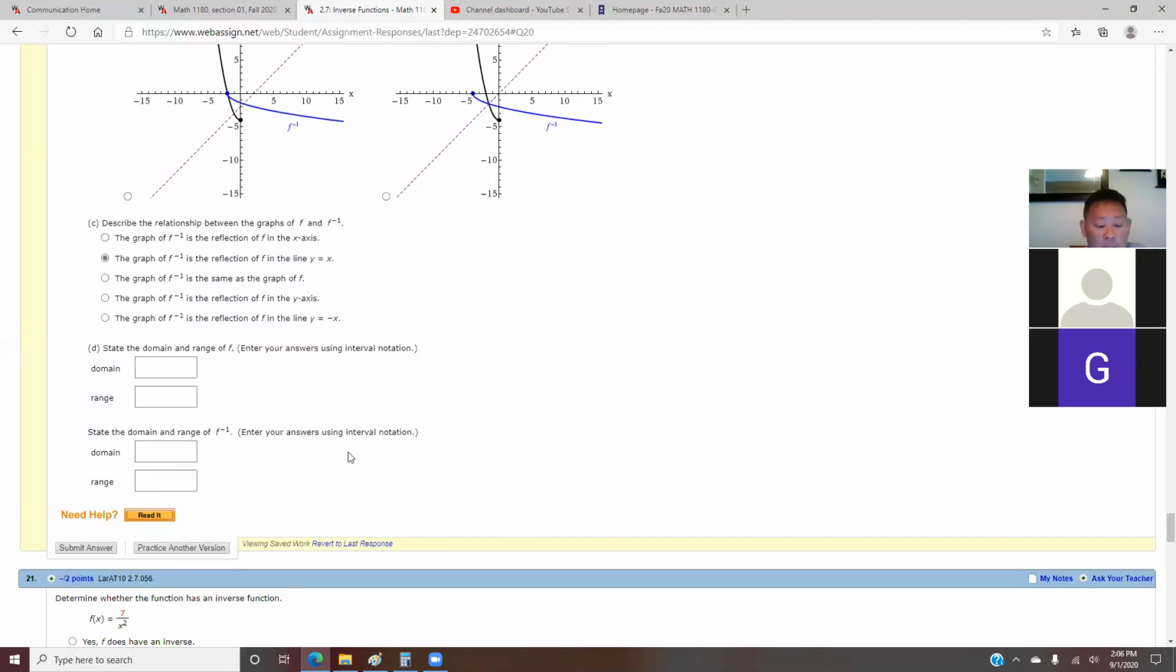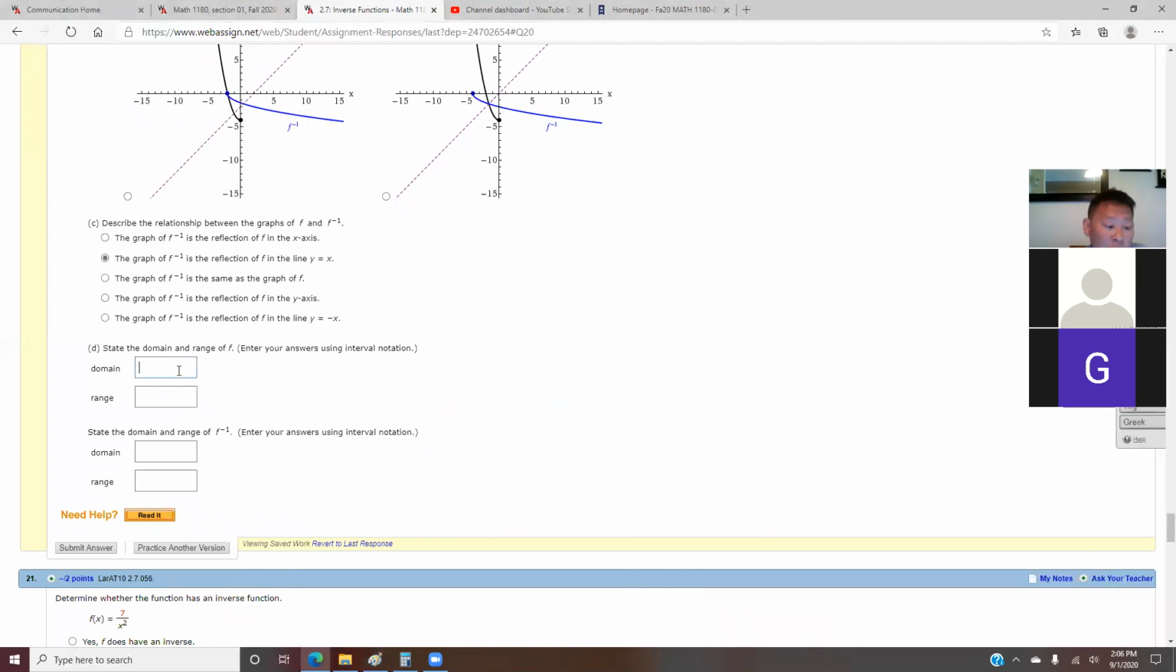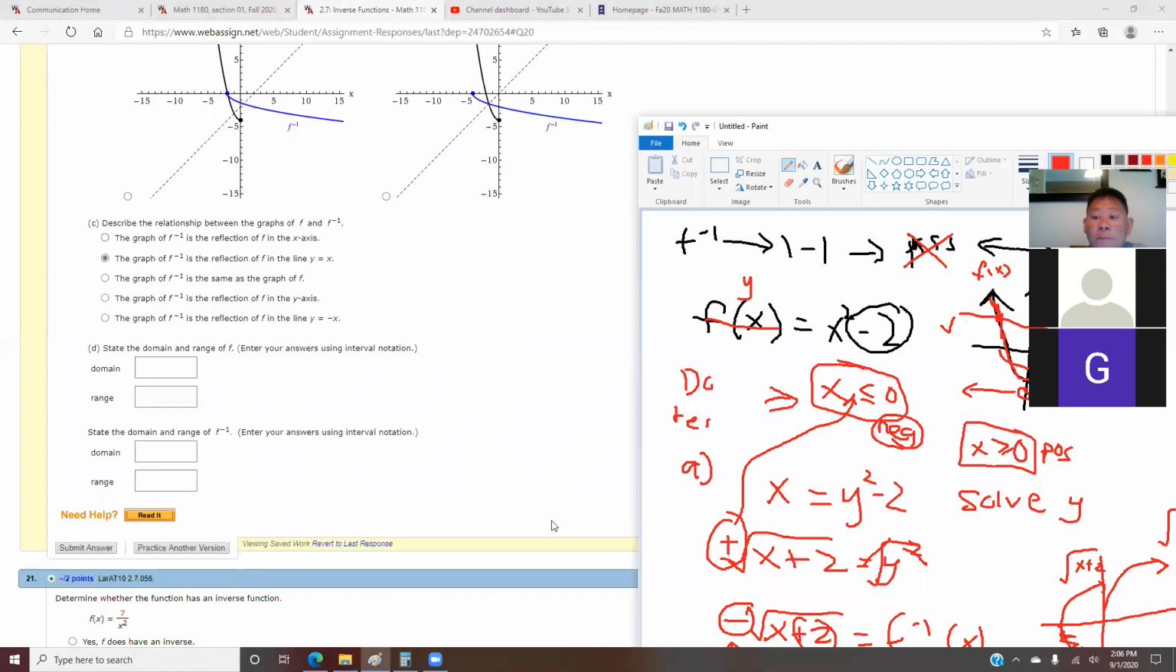Domain and range, very important information. The domain of this function is the same as the range of the inverse function. The range of the original function is the same as the domain of the inverse. So if you know the domain and range of this function, you just switch them around, and that will be the domain and range for the inverse function. How do you figure out the domain and range? By looking at your graph. That's the easiest way to do it.